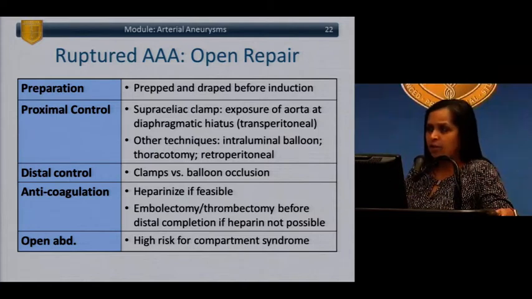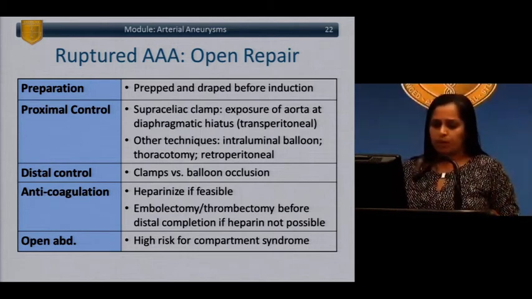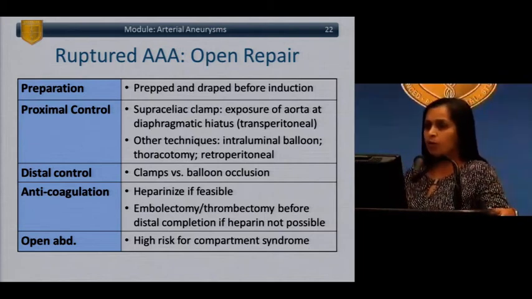And then in patients that are, the last point was, you can consider leaving their abdomen open depending on how much hematoma they have, what kind of fluid losses they've had, and what kind of bowel and tissue edema they have after the operation. These patients can be at high risk for compartment syndrome.